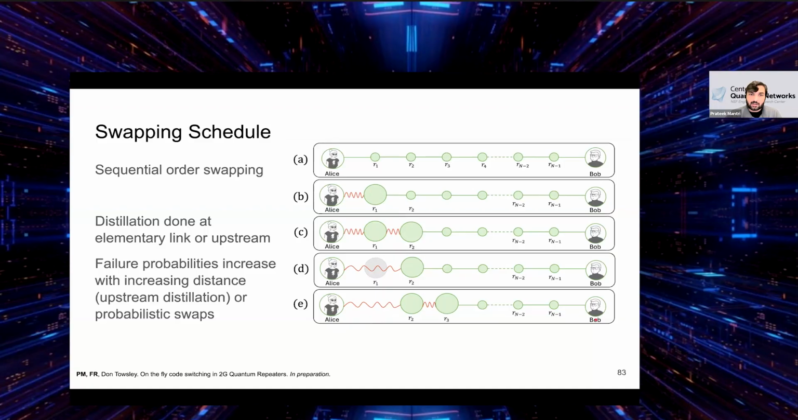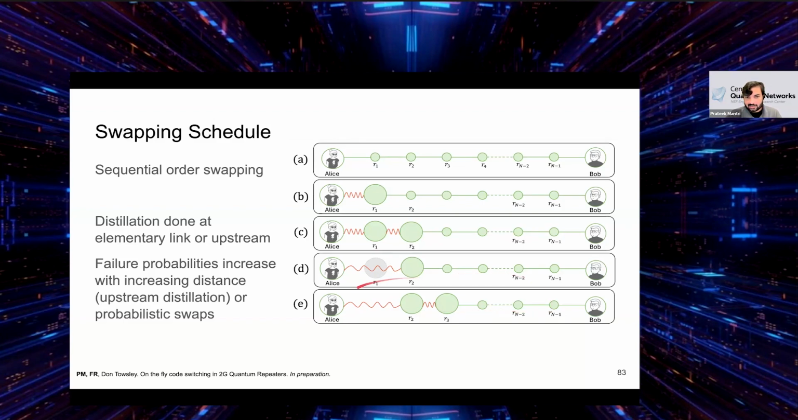Now, the distillation or other probabilistic operations can happen either at the elementary link level, or upstream on the longer link. But as you can see, the failure probabilities are quite limited, but the risk associated with failure keeps on increasing as we go downstream.